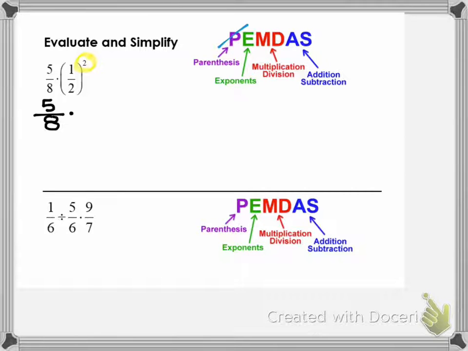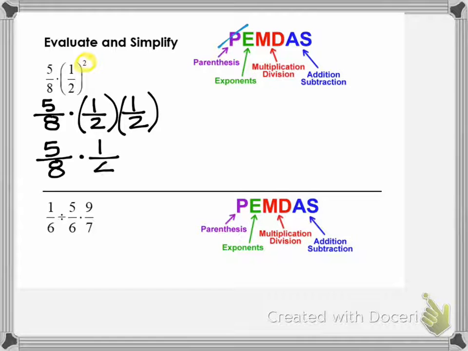So I get 5/8 times 1/2 times 1/2. I've written it out twice because when you square a fraction, you're multiplying it by itself. So this becomes 5/8 times 1/4, because when I multiply fractions, I do 1 times 1 in the numerator and the 2 times 2 in the denominator. So now I'm done with exponents, and now all I have to do is one more multiplication step. I'm going to do the fraction 5/8 times the fraction 1/4.